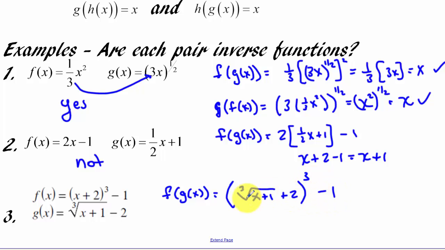Now, since I can't combine those and simplify those, if I cube these, I'm not going to just get x plus 1 plus 2 cubed. I would have to multiply this out 3 times. This is not going to be x. I can already see that that's not going to simplify to be x. So we're going to just stop at that point and say that these are not inverses.